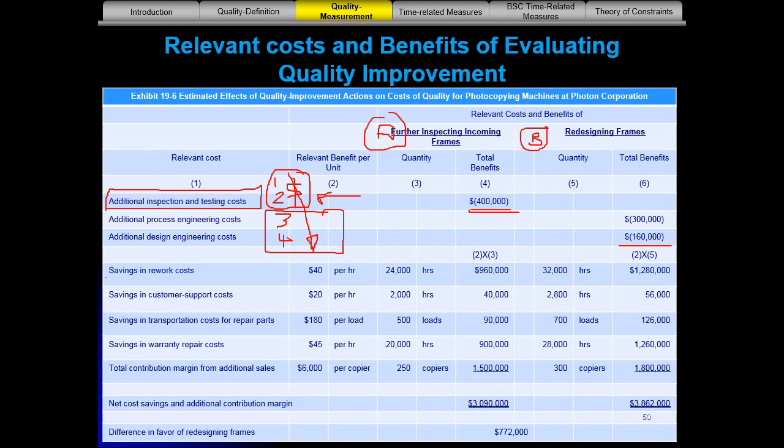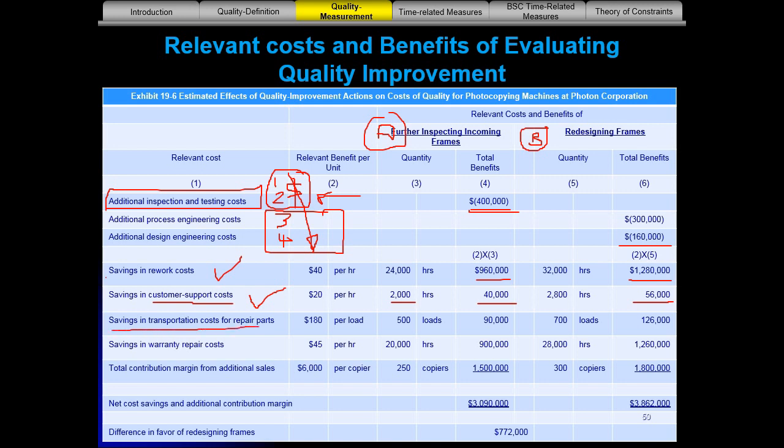So for option A, we are having savings of rework costs of $960,000, but with option B, now we have $1.28 million in saving. Let's go for option A again. We have savings in customer support costs. We are saving $40,000. For option B, we're saving $56,000. Basically, it is the amount per hour multiplied by the hours that we are saving. Customers are no longer complaining or needing extra support. Why? Because there's less defects with the copiers.